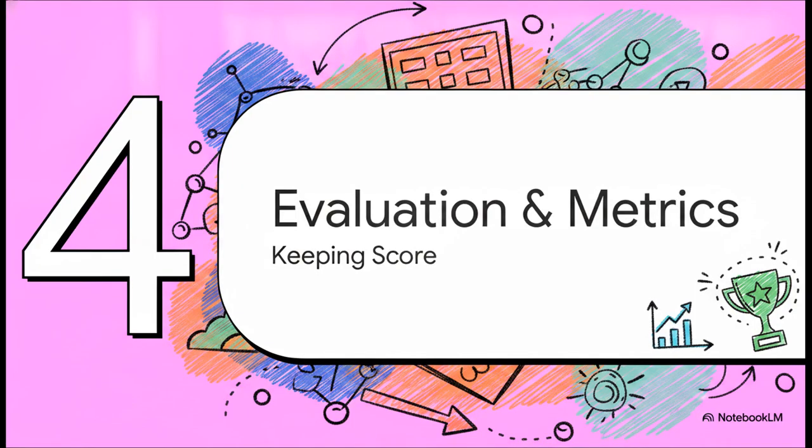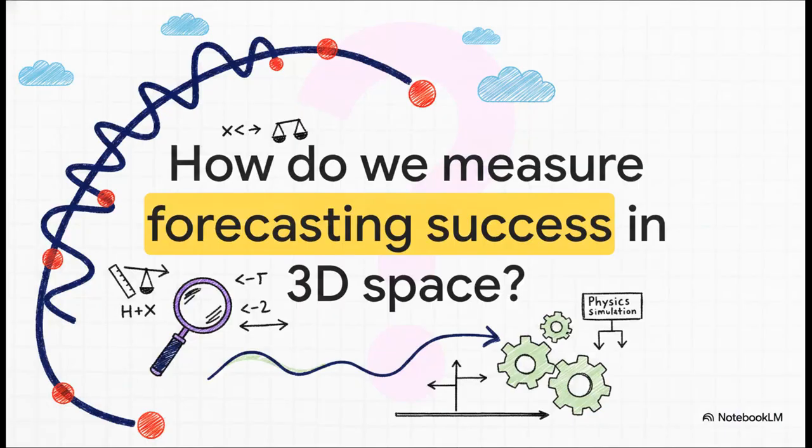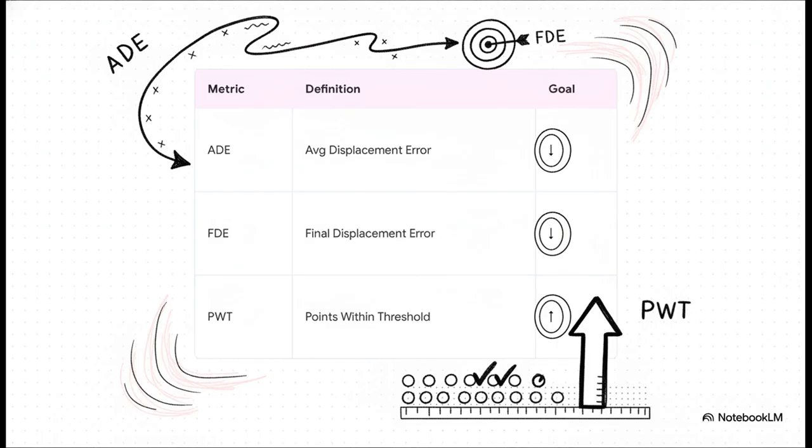Moving on to part 4, evaluation and metrics, or basically how we keep score. So, how do we actually measure forecasting success in 3D space? Evaluating the PointMotionBench benchmark across highly varied datasets like HO3D, WorldTrack, and Davis requires some rigorous yardsticks. We can't just eyeball a 3D trajectory and call it good, right? We need hard mathematical proof that our natural language instructions are translating into accurate physical physics. To get that proof, we use 3 metrics that complement each other to give us the full picture.